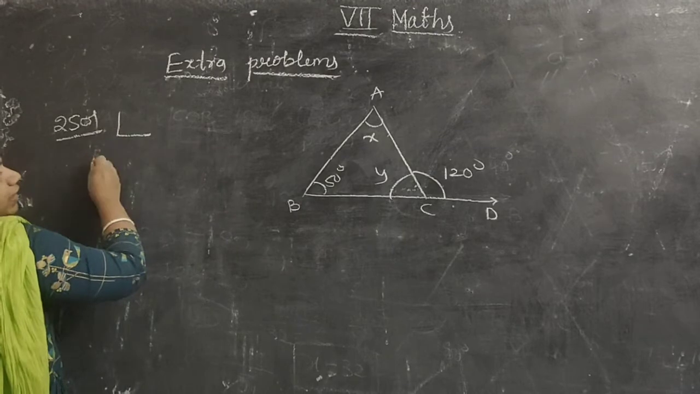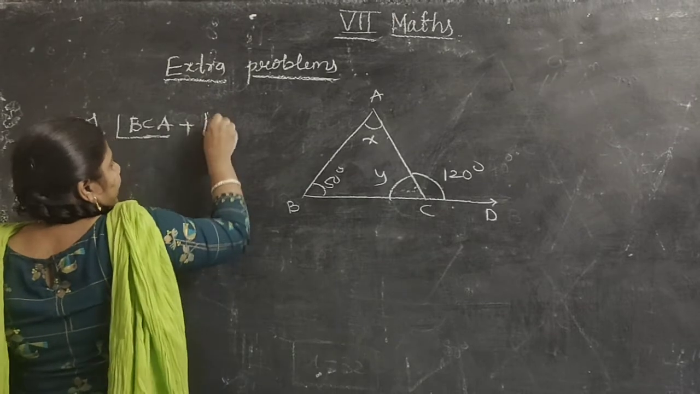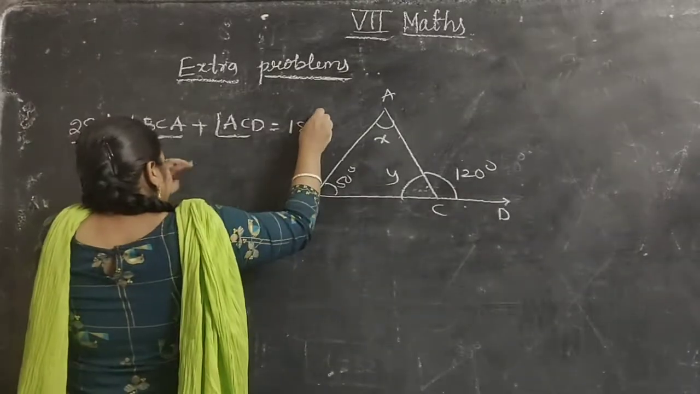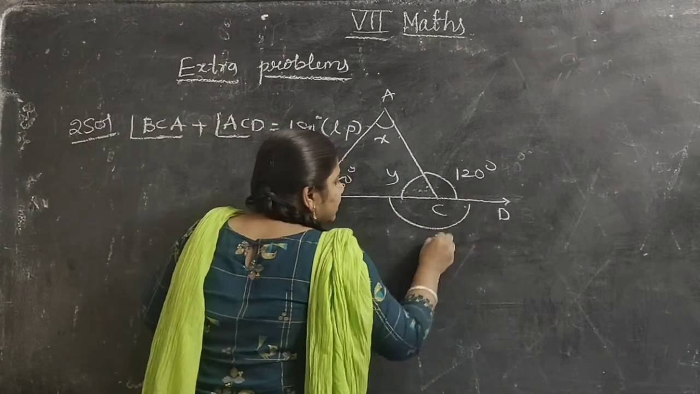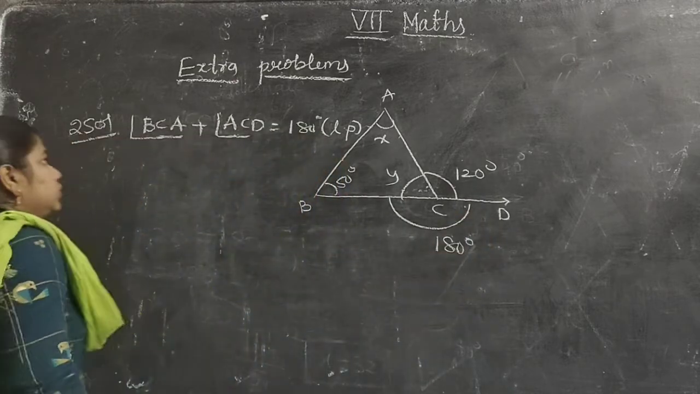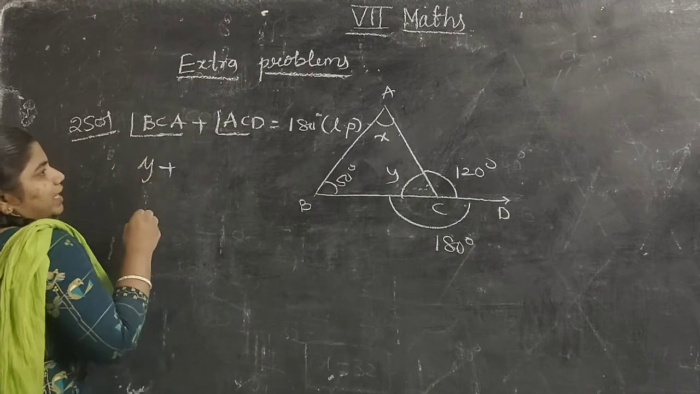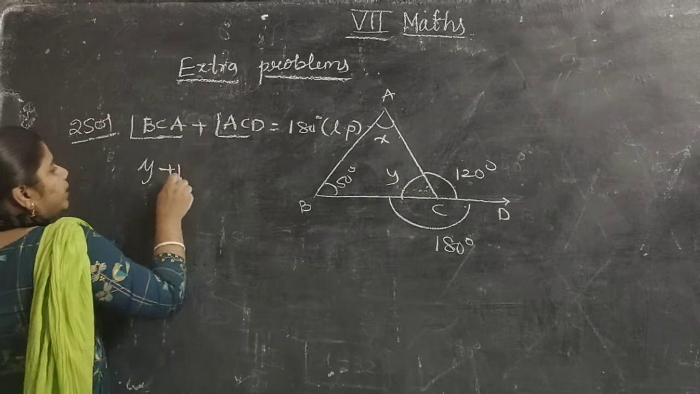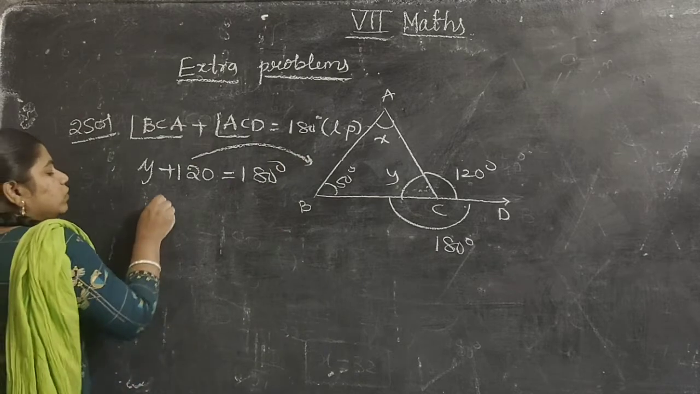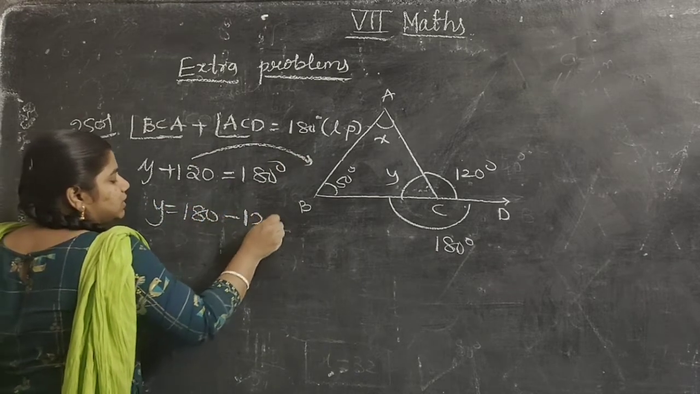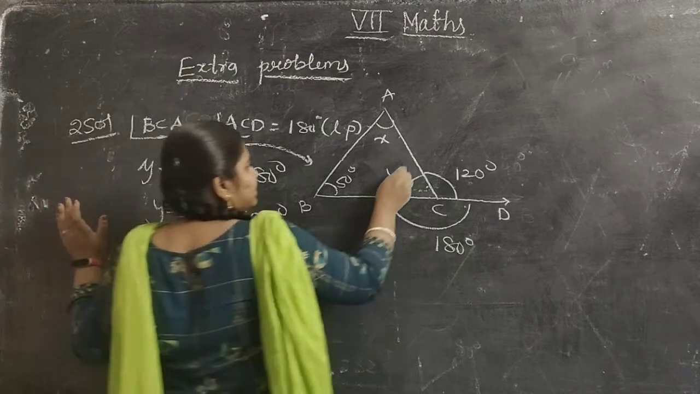That is angle BCA plus angle ACD is equal to how much? 180 degrees, because it forms a linear pair. Linear pair is if you add these two angles, that should be equal to 180 degrees. So BCA is how much? Y here. Y plus ACD value 120 is equal to 180 degrees. Transpose the 120 to the other side. So y is equal to 180 minus 120. So y value is how much now? 60 degrees. So we got the y value as 60.